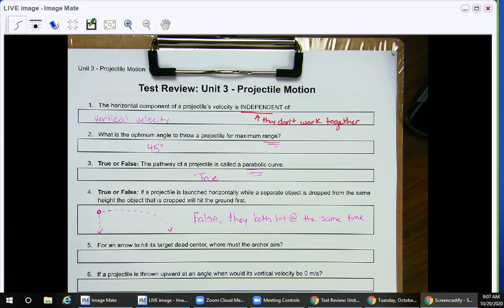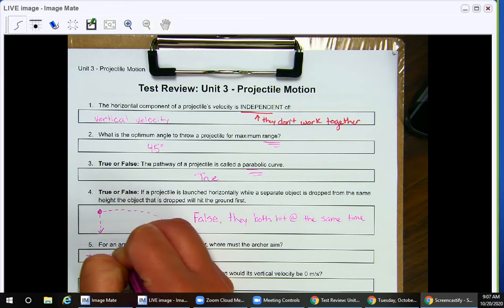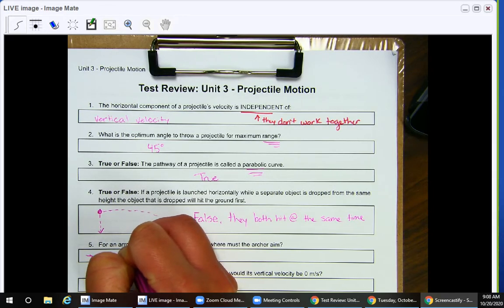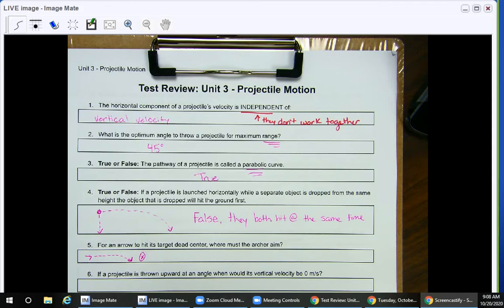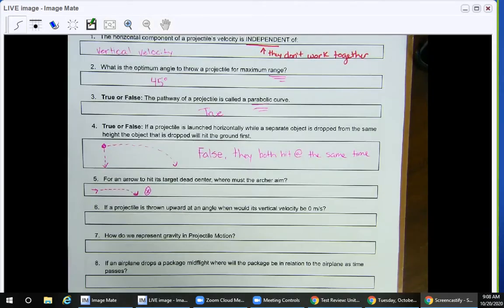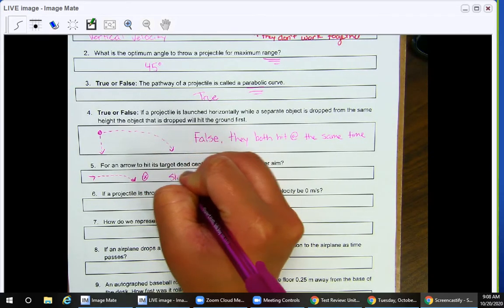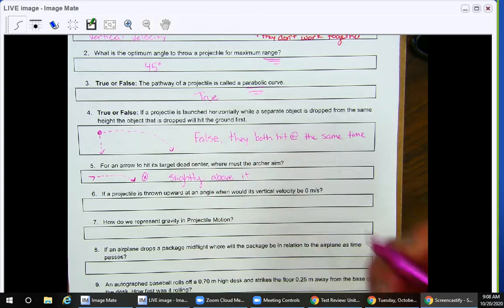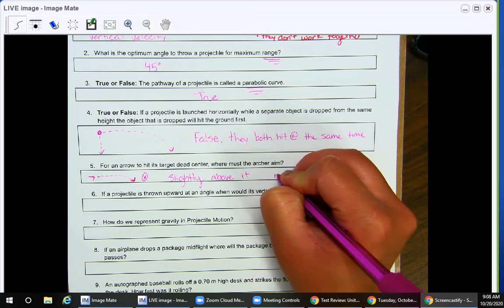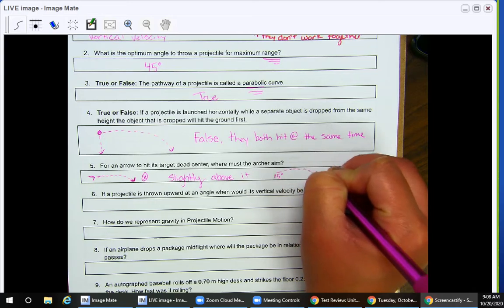All right, number 5. For an arrow to hit its target dead center, where must the archer aim? So remember, if we're shooting an arrow, all objects go downward. So if we know that the arrow is going to go downward, where should you aim? Right above it. That way, if you shoot it at an angle, say 15 degrees, it'll go up, then it'll come down, and then it'll hit the target.